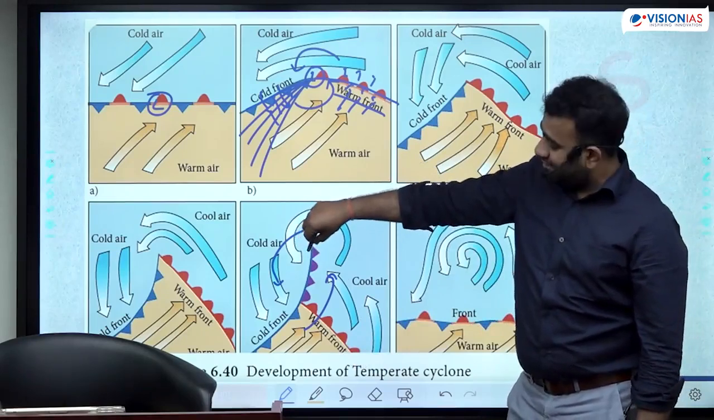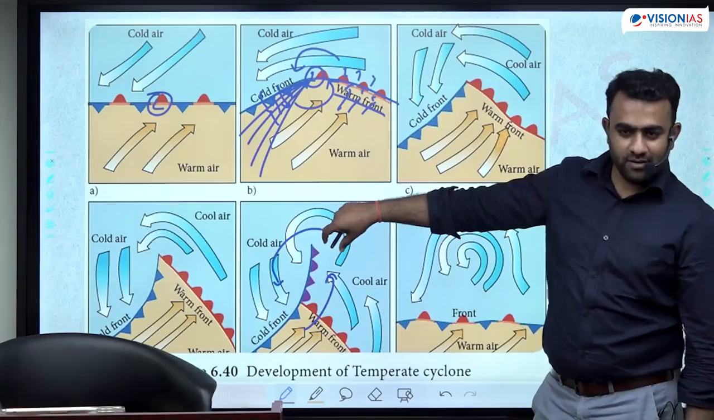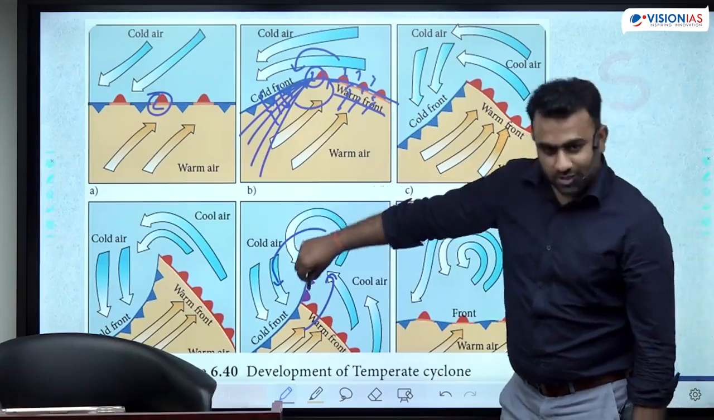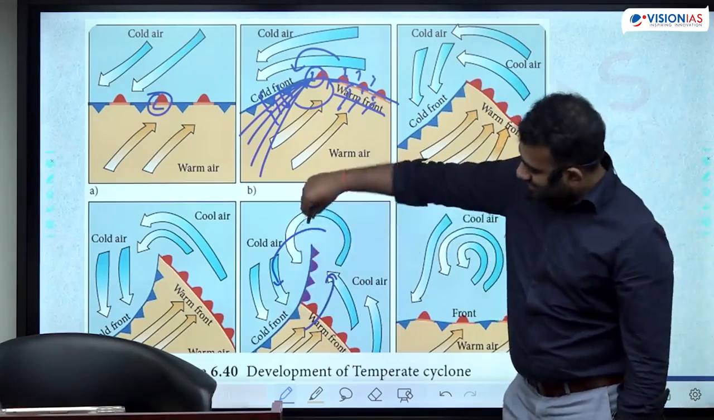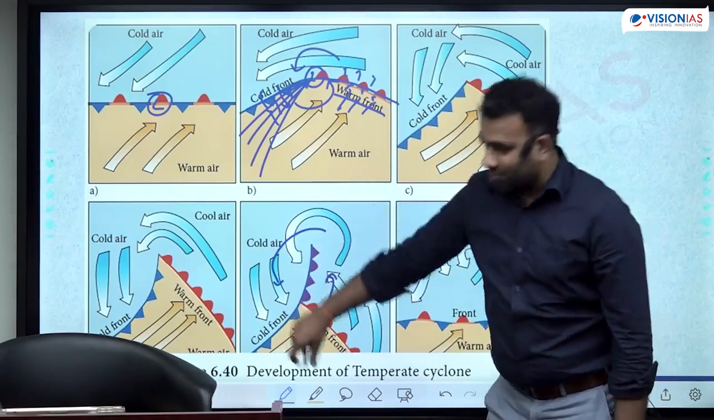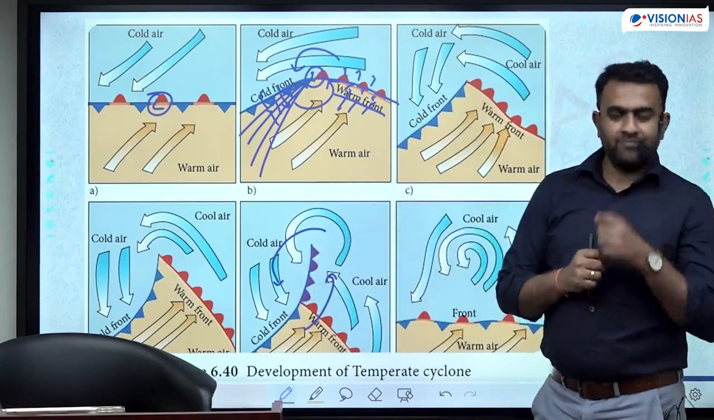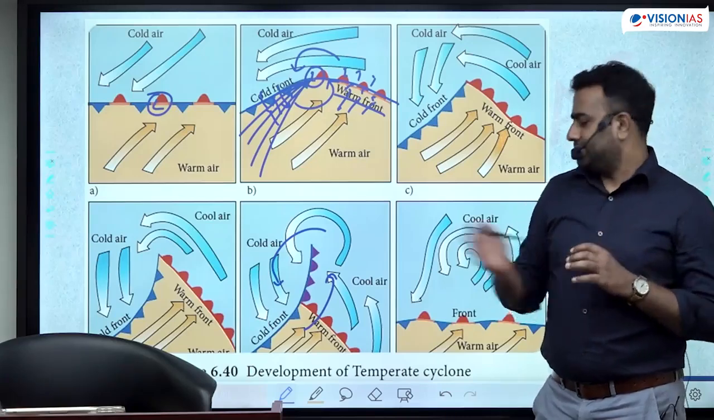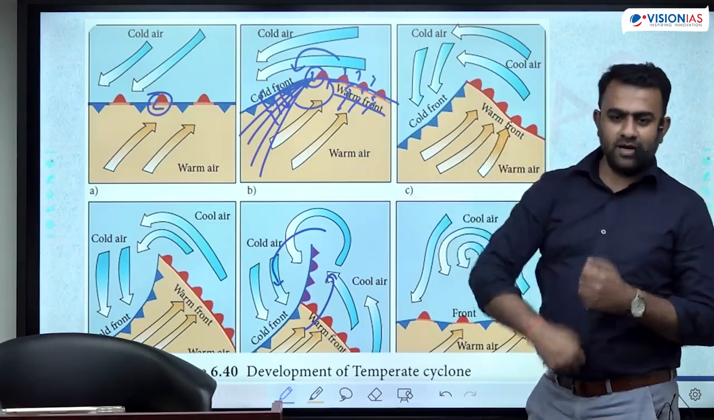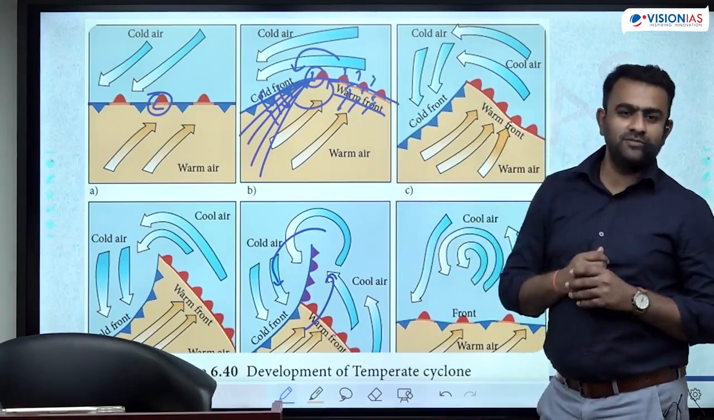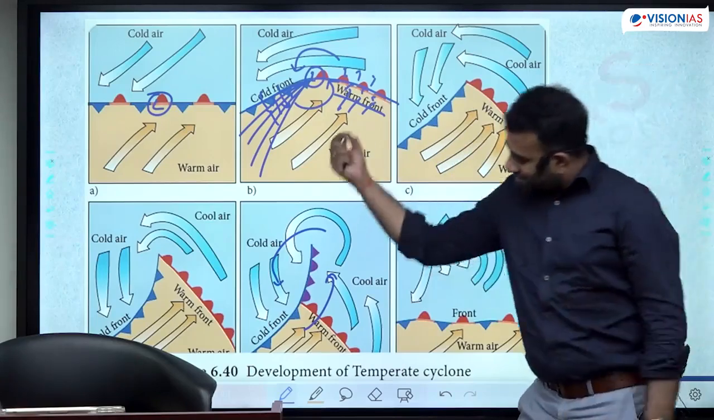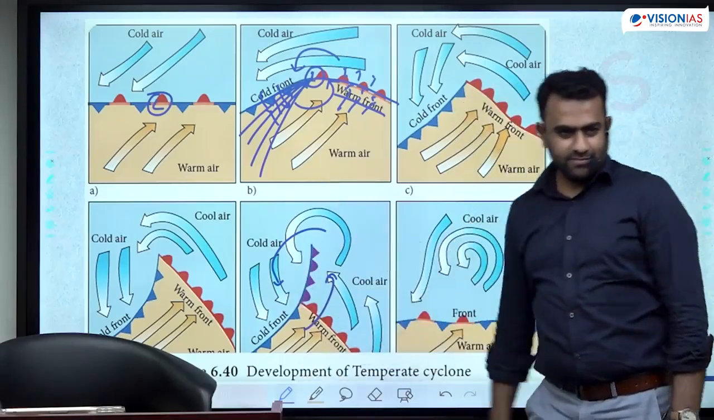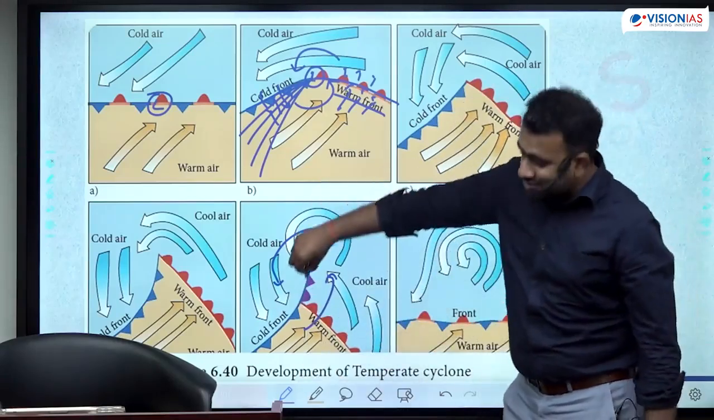From this point where both the fronts are forming, from here the occlusion starts. Okay, so gradually the fronts will start to merge. It's like closing a jacket zip from bottom to top. Okay, so from here you're closing it. From here the occlusion is happening.